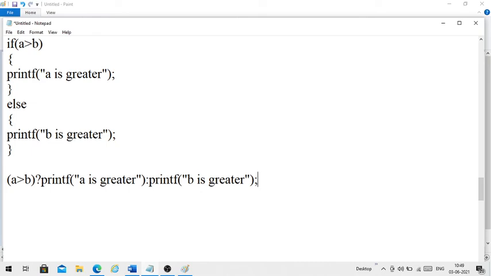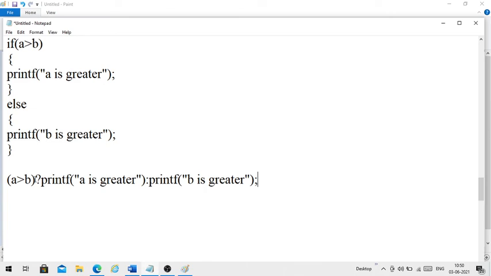Mostly we will not be using this because we are familiar with if, which is easier. But if somebody asks, is there a ternary operator in C? Yes, there is. This is a conditional operator, using which we can check conditions. We can use multiple conditions, and operators can be combined. Everything can be combined. The only thing is we will use this format.